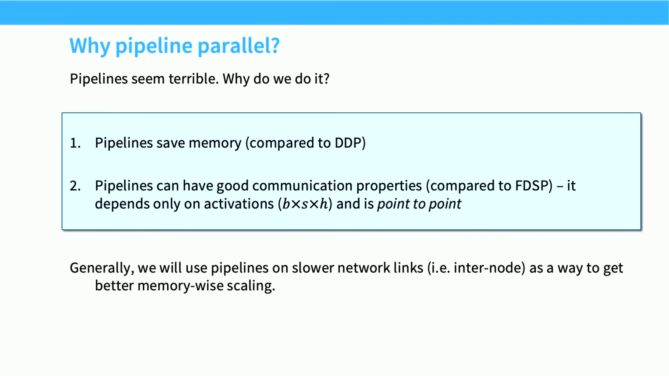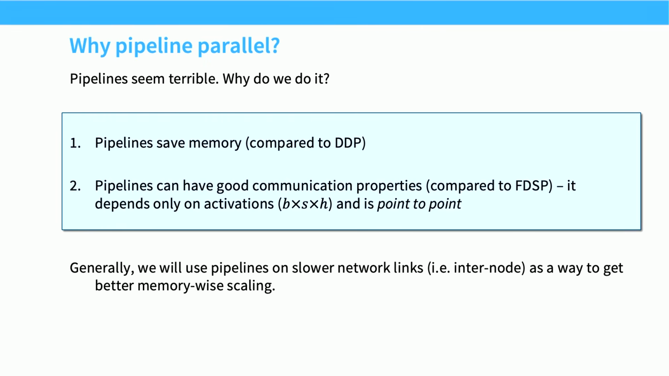But the other reason why this is a very important idea to learn, and you will always have a pipeline in certain kinds of topologies, is that it has very good communication properties compared to both FSDP and compared to any other kinds of things you can do. It only depends on activations, like B times S times H. It is also point to point. One layer is going to communicate to another. It's not all to all. And so depending on how you sequence these things, they can be a very efficient way to utilize your network.